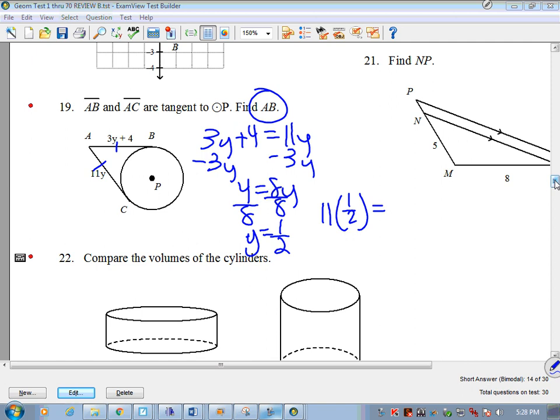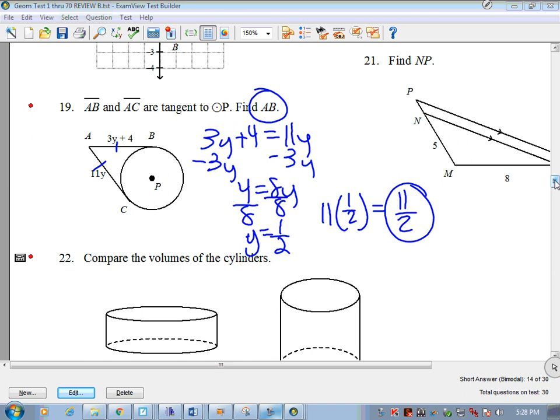We know we're going to get 11 halves out of that, which is the same thing we would get if we took 3 times 1/2 plus 4. 3 times 1/2 is going to be 3 halves. 3 halves plus 4, 4 would be 8 halves. So 3 halves plus 8 halves is 11 halves. You get the same 11 halves no matter what way you do it.